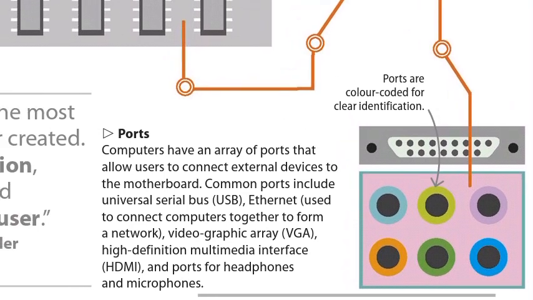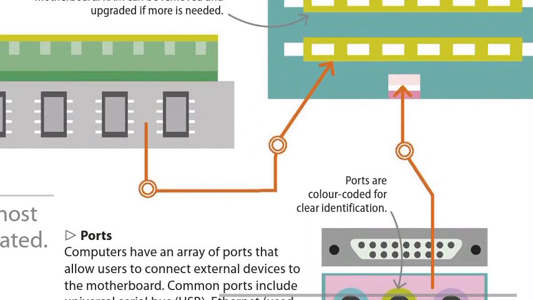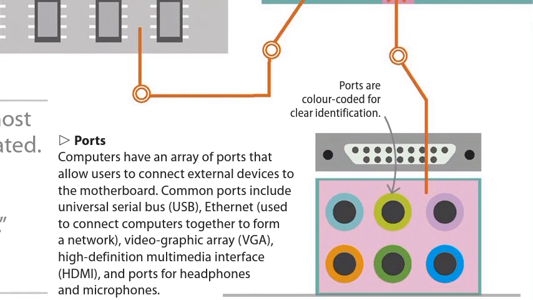Ports. Computers have an array of ports that allow users to connect external devices to the motherboard. Common ports include Universal Serial Bus, Ethernet to connect computers together to form a network, Video Graphic Array VGA, High Definition Multimedia Interface HDMI, and ports for headphones and microphones. Ports are color coded for clear identification.